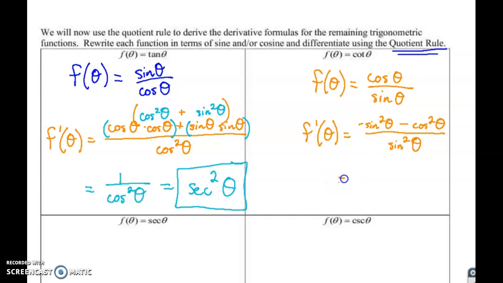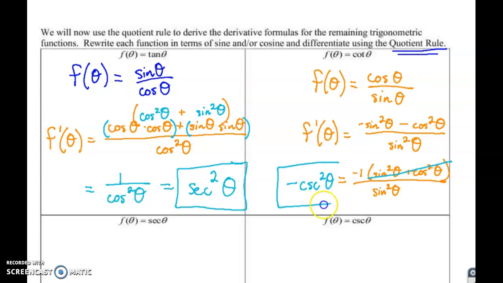Well, in the numerator, you can factor out a negative 1. And just like before, you're left with sine squared plus cosine squared, which is equal to 1. I'm just going to cross it off because being equal to 1 is the same thing as canceling. So what we're left with for the derivative of cotangent is negative cosecant squared.